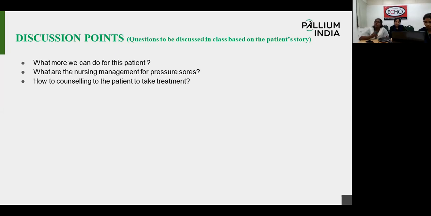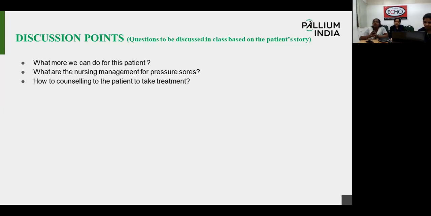And while we change the sheets, as we already discussed, instead of pulling the sheets, we turn the patient on their side and pull the sheets under the patient, then turn to the opposite side and remove the sheets. That's how we prevent friction. And moisture: if there is any moisture, we need to change the sheets as soon as possible.